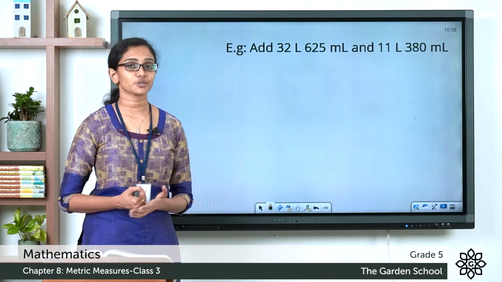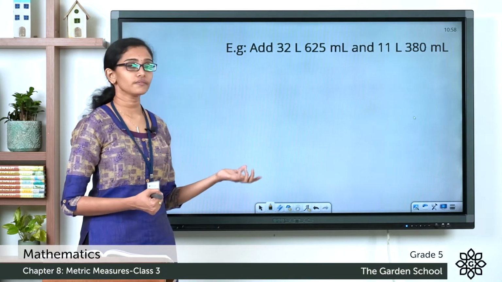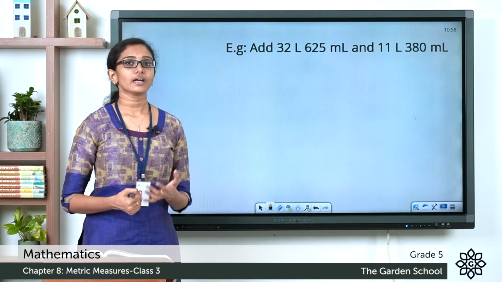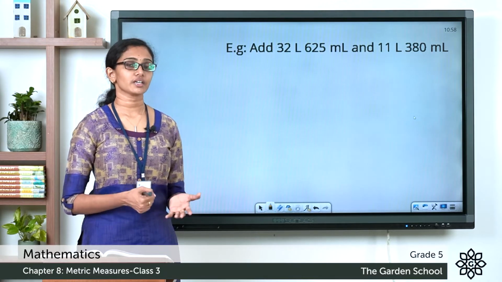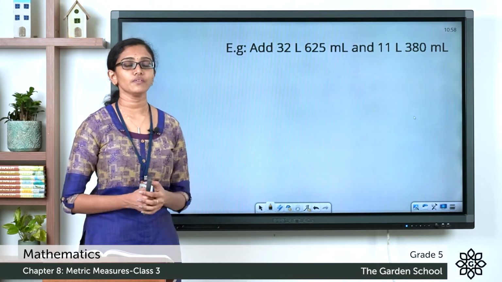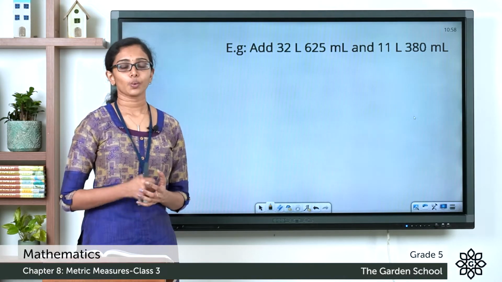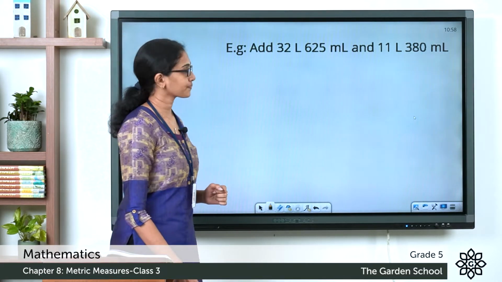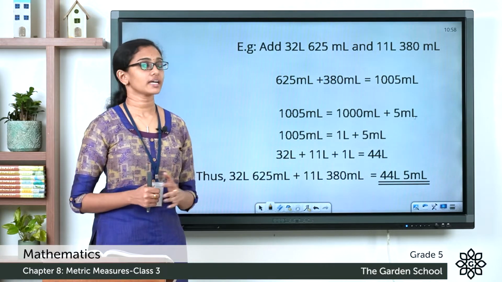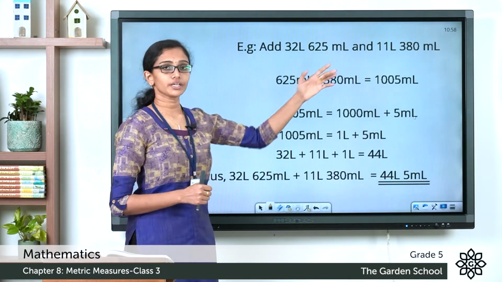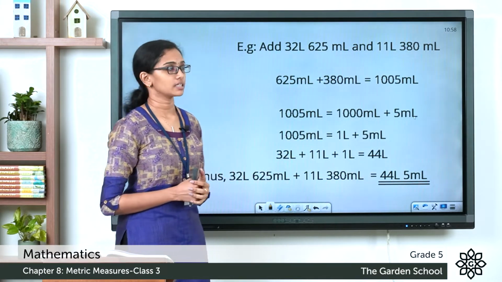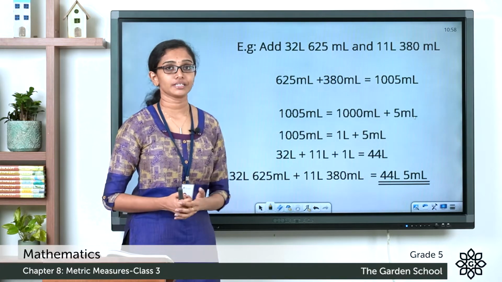So you are given two measurements, which are the measurements of capacity. When you add or subtract, you have to make sure that you are adding the same units of measurement. So this question you can solve in two ways. Let's see the first method. In the first method, you can first add the smaller units given in the question.